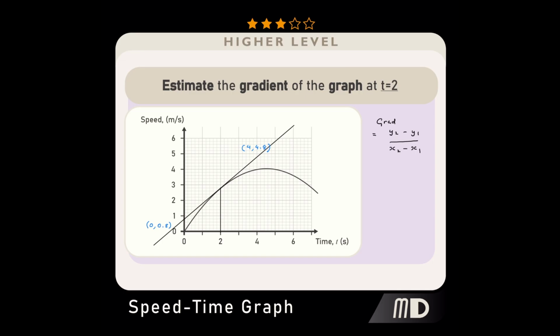The two points we have found are (0, 0.8) and (4, 4.8), giving us a value of x1 equal to 0, x2 equal to 4, y1 equal to 0.8, and y2 equal to 4.8.